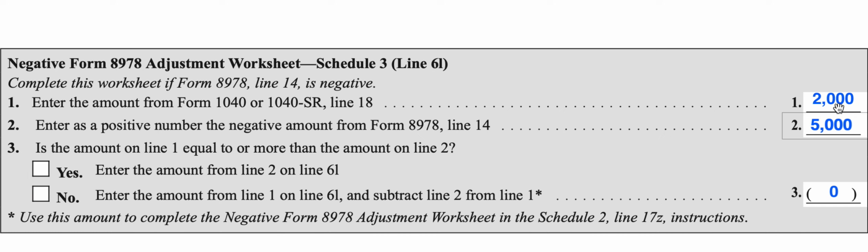So basically, Schedule 3 helps you calculate additional credits. So the amount in here that gets put onto line 6L from your Schedule 3 is a tax credit. However, the amount that you would calculate in Schedule 2, if that's a positive number, would be reflected as an additional tax. And we'll cover that worksheet in a separate video.